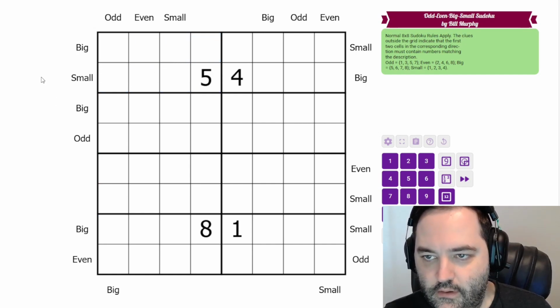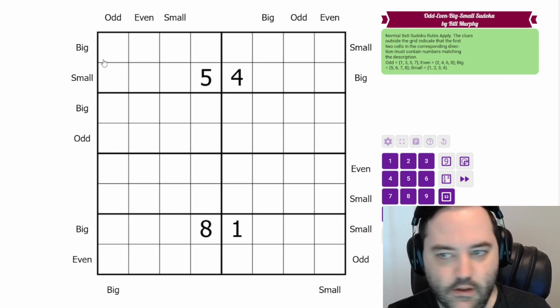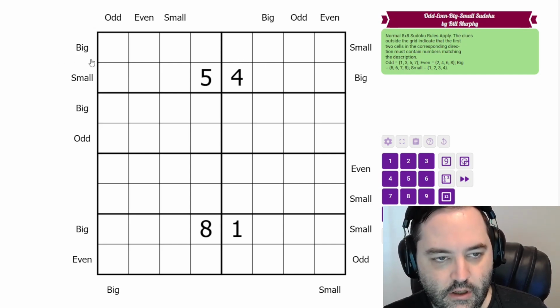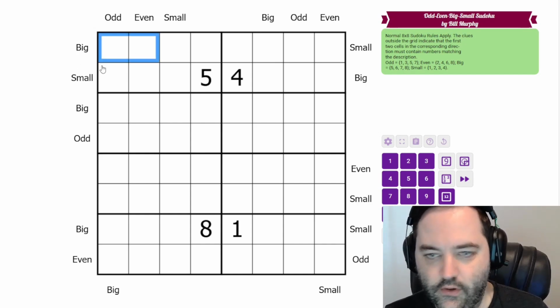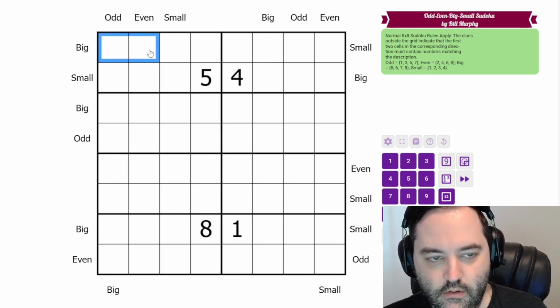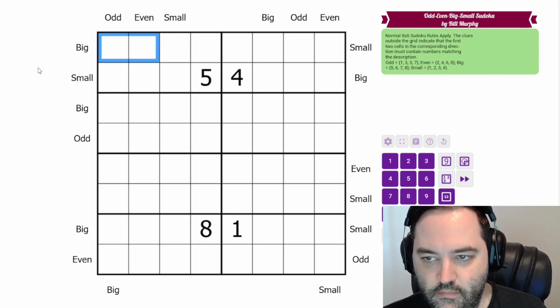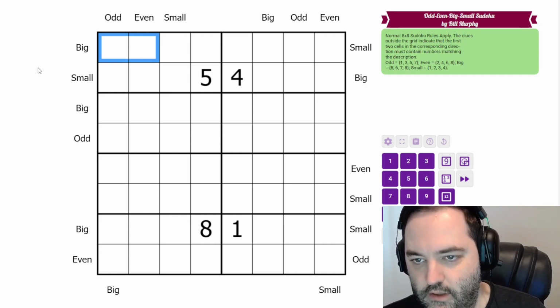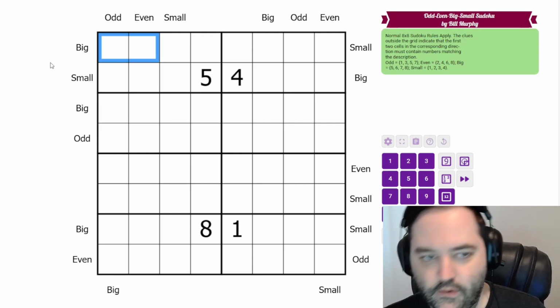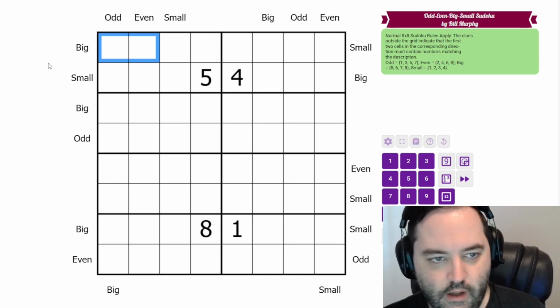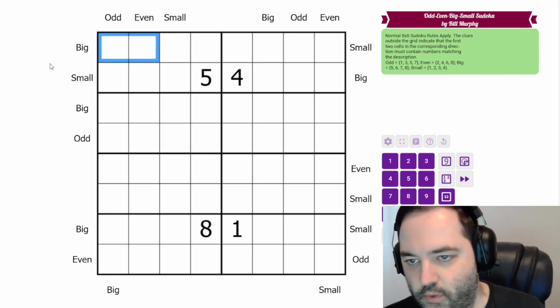And the reason this is typically 8x8 is because of the variant. The variant applies to the first 2 cells away from the clue. So for this big clue, these 2 cells, it's telling us that these 2 digits are big. So big in an 8x8 means 5, 6, 7, 8. Small means 1, 2, 3, 4. And so typically this would not be 9 by 9 because big and small don't divide evenly.